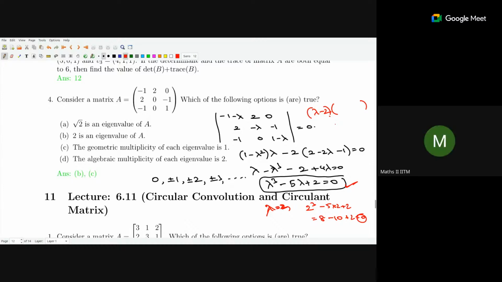From there you get the other two roots, and then you can conclude about the algebraic multiplicity and geometric multiplicity. Eigenvalues, then correspondingly you should compute eigenvectors and look at the dimensions of eigenvectors. That will tell you the geometric multiplicity. And algebraic multiplicity is nothing but the number of times each eigenvalue is being repeated. Hopefully, then 6.10 is also almost correct. So all the answers are correct.